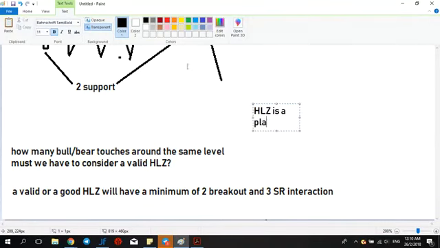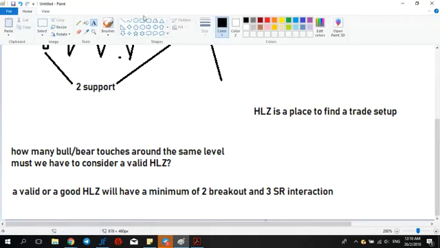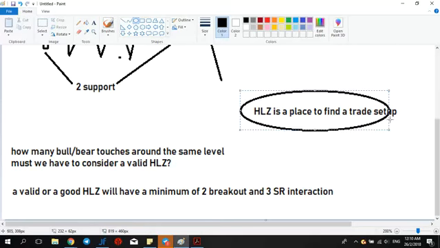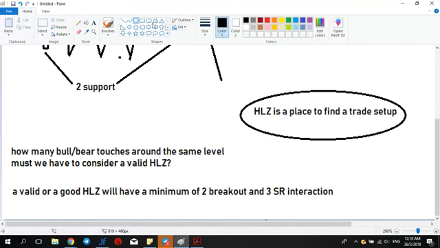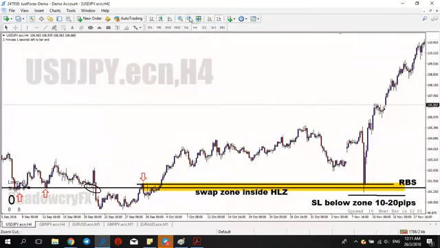HLZ is the place to find a trade setup. We do not trade HLZ alone on itself, but we take the HLZ as a place to find a trade setup. Right, so I will draw another one as per request.